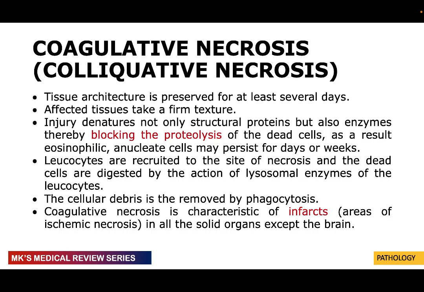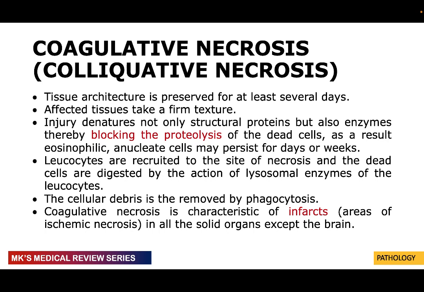They can't really autolyze these cells, so there's just going to be eosinophilic, even anucleate cells that may be there for weeks or days. You're just going to notice that some of these cells don't have a nucleus. A lot of them don't have a nucleus, but they have a normal architecture. Then you know that these cells have already died by coagulative necrosis. Very common in the myocardium.